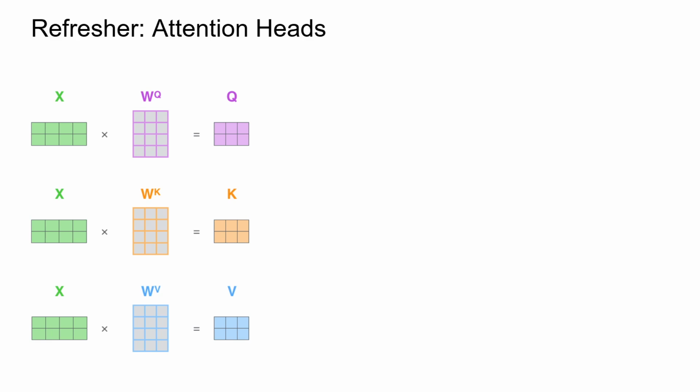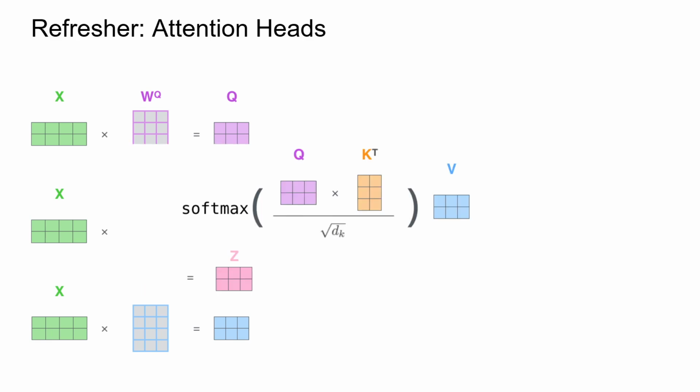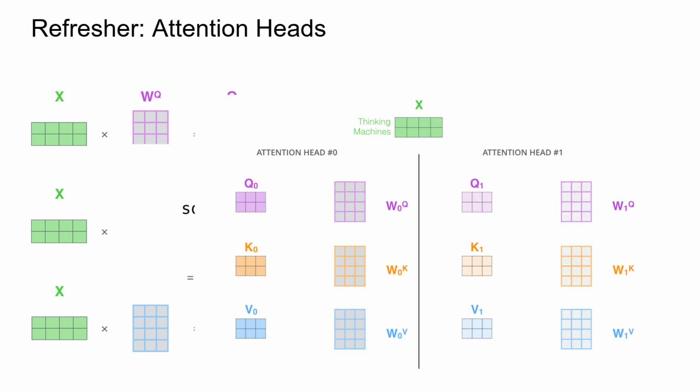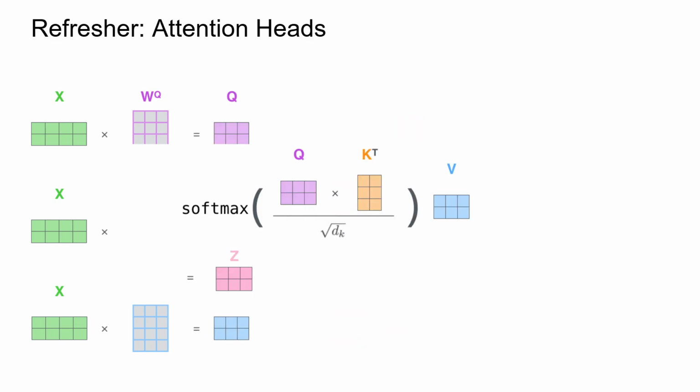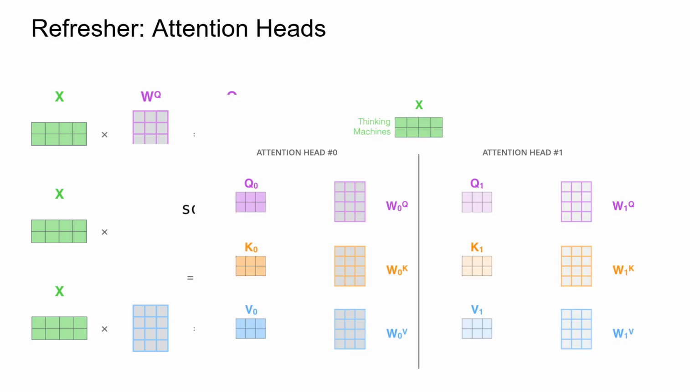Usually you have input X, and then you project it using the query, key and value matrices to get your query, key and value. Then you do this softmax to get your attention weights. And this is basically the entire attention computation if you have only one attention head. But in practice, you have more than one attention head, like 8, 16, something of that order. Larger models have even more attention heads.